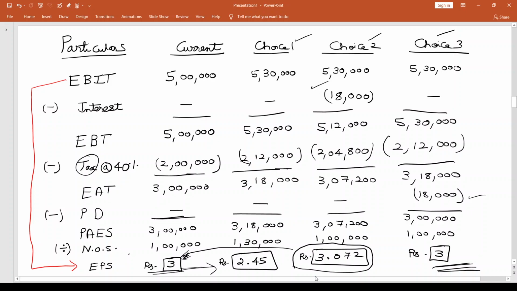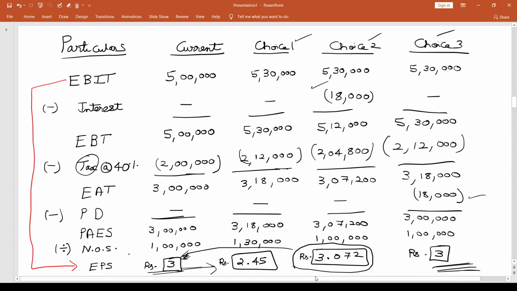And why did this tax savings happen? Because of interest. So the tax savings on interest came as a shield and made me feel protected even though I have a cost. And this in fact made choice 2 even more attractive compared to choice 3. So the placement of this 18,000 was very, very important.